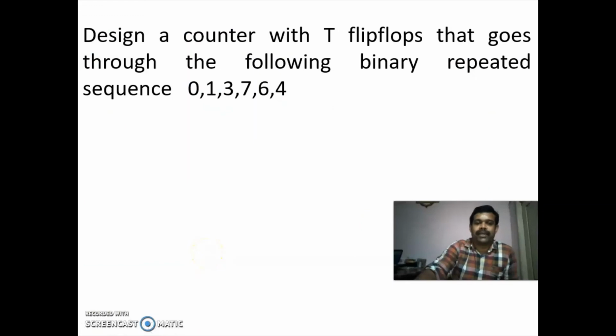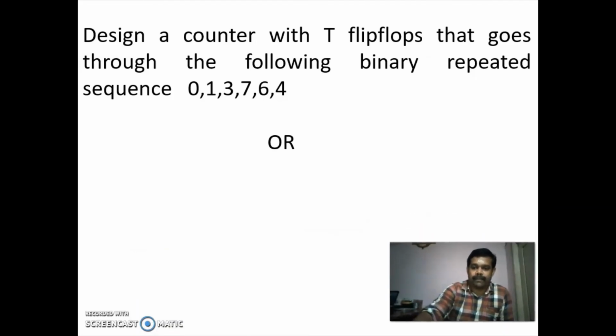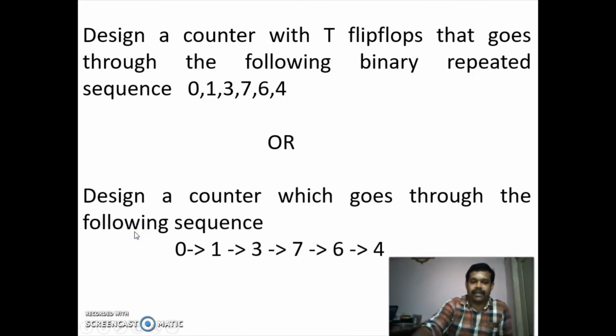Next problem, we are going to design a counter with the T flip-flop that goes through the following binary repeated sequence. So the given sequence is 0, 1, 3, 7, 6 and 4. So the counter will repeat in this sequence. Or this problem can be given in another way: design a counter which goes through the following sequence, that is 0, then 1, then 3, 7, 6, 4.